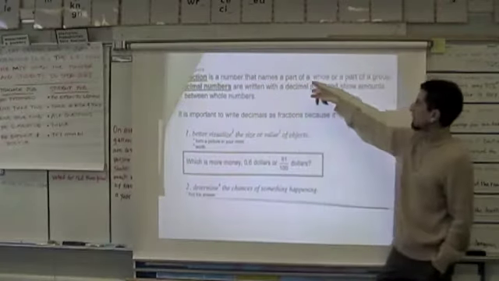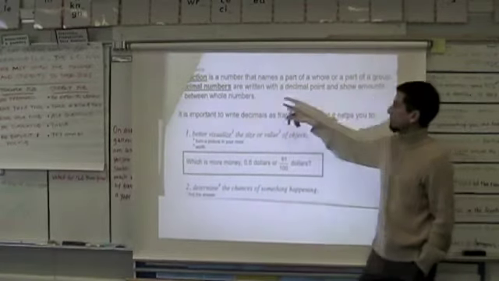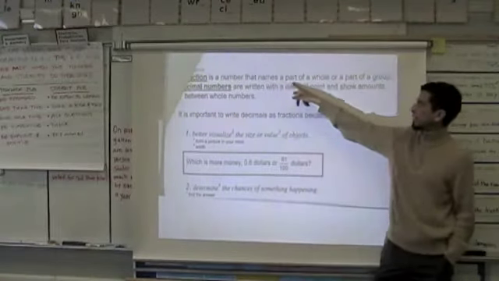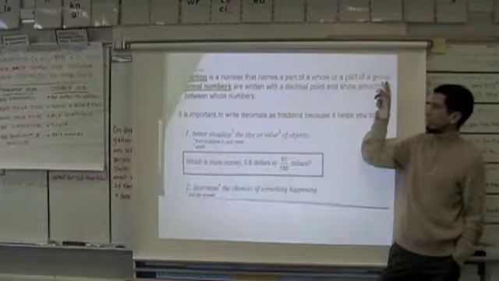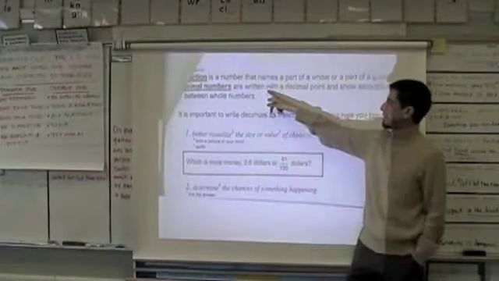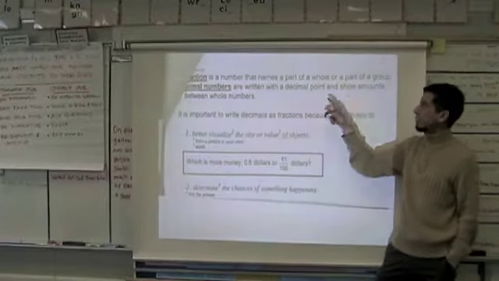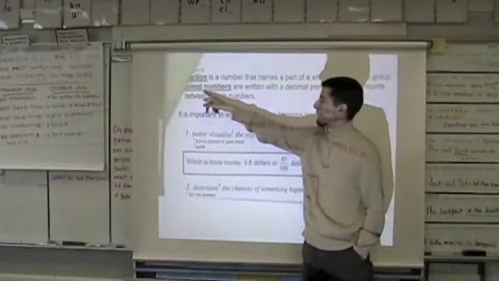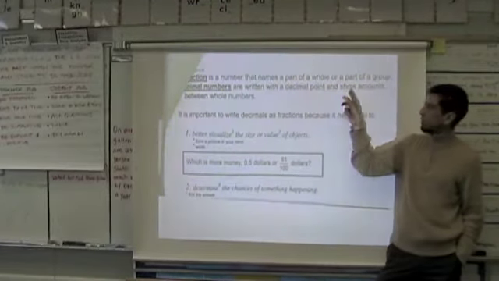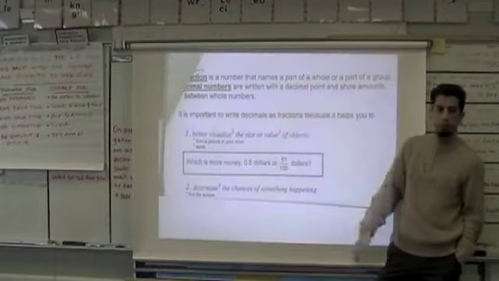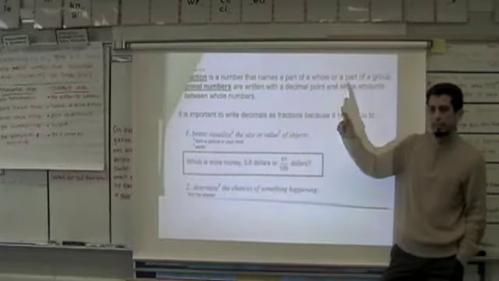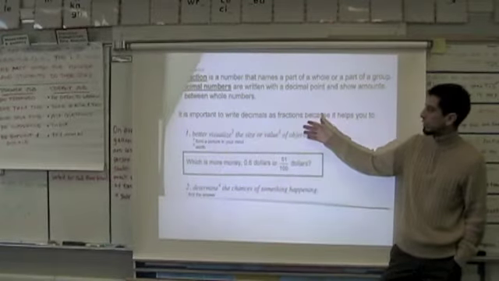A fraction is a number that names part of a whole or part of a group. Read with me. A fraction is a number that means part of a whole or part of a group. Very well done, readers. Decimal numbers are written with a decimal point and show amounts between whole numbers. Read with me. Decimal numbers are written with a decimal point and show amounts between whole numbers. Well done. So, besides the practice, besides the thinking, there are other levels of importance to doing this work.